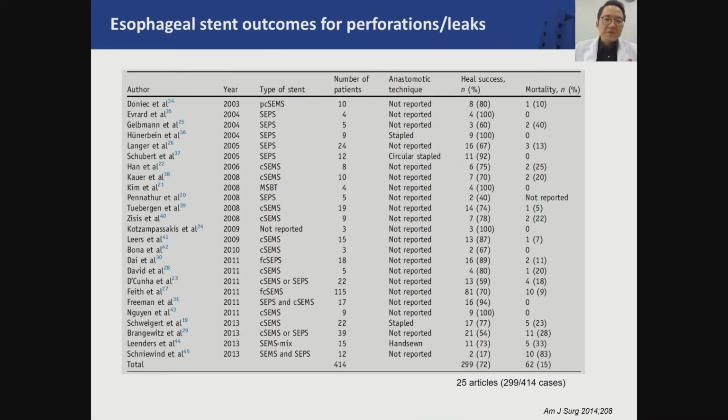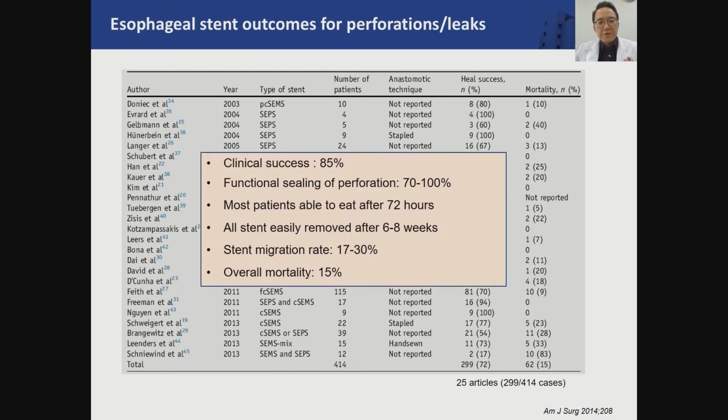As far as stent outcomes, usually the clinical success rate is 85% and the functional success of leak closure is 70 to 100%. Most patients are able to eat after a couple of days, and all stents are easily removed after 6 to 8 weeks. So we have to check the stent condition after 1 month. The stent migration rate is up to 30%, and the overall mortality rate is 15%.